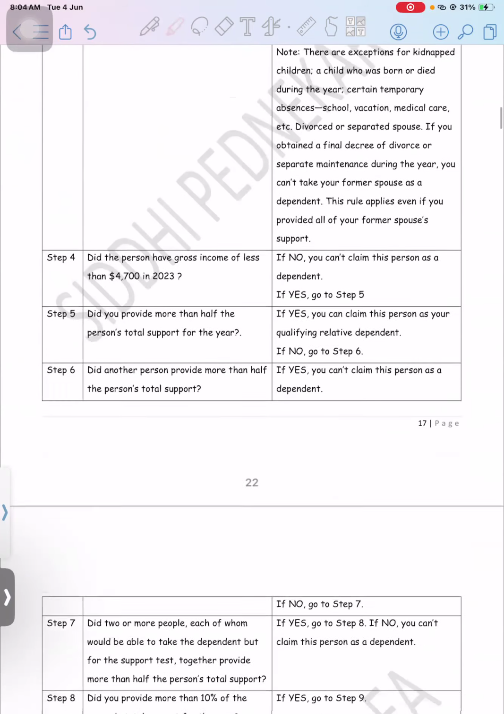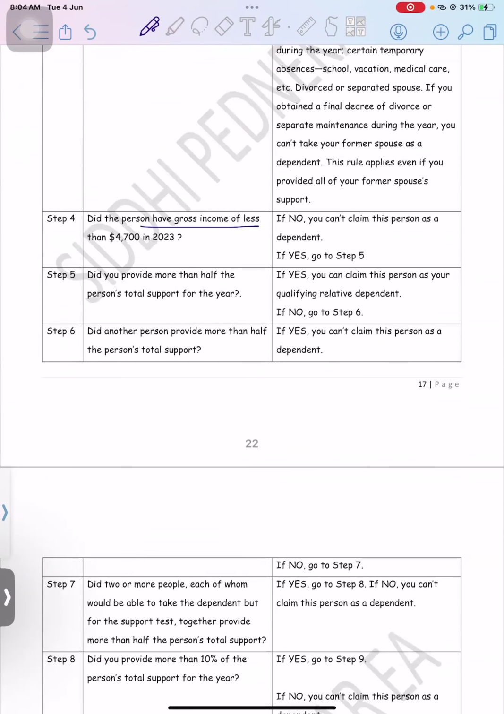What is step 4? Did the person have a gross income? The third criteria you have to check is, see, the first criteria you saw that the person should not be a qualifying child. If not a qualifying child, the person should fall under the definition of qualifying relative. Check the definition of qualifying relative. There we saw the 4 conditions. It should be a child, someone from brother, sister, or parent.